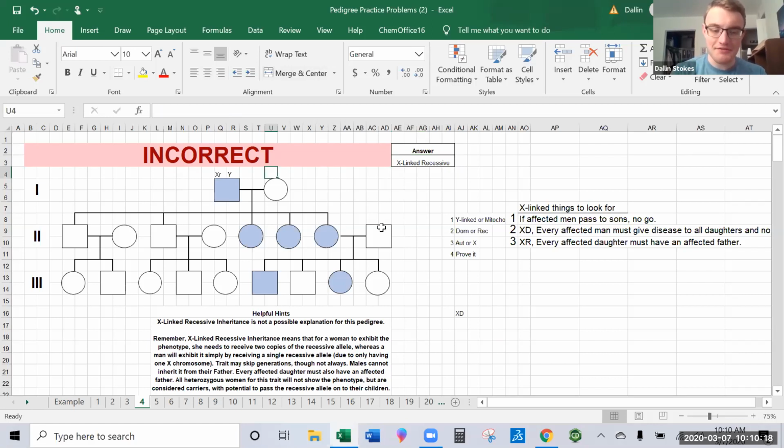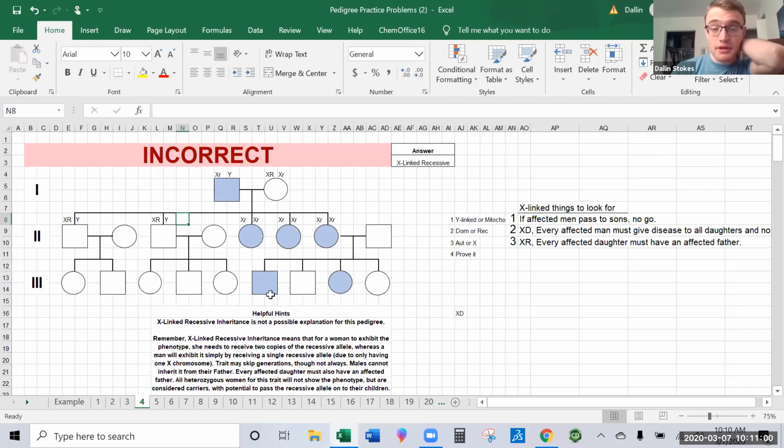This woman would have to have an X big R, X little r, because I have affected daughters. So then she gives an X little r down here, he gives an X little r down here. All of the daughters come out X little r. And she could give her X big R to both of those sons, so far so good. Does that make sense? Both of these sons get an X big R from mom and a Y from dad, and so they don't show the trait. So we're good so far.